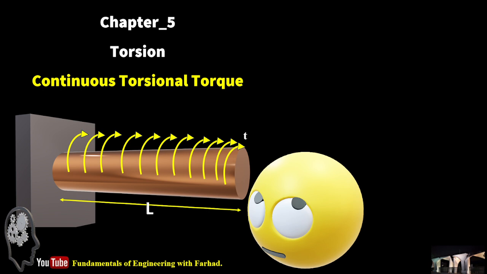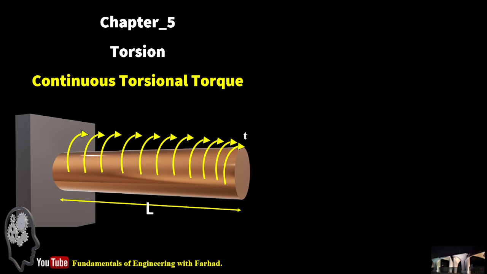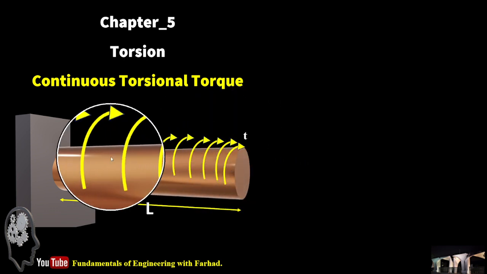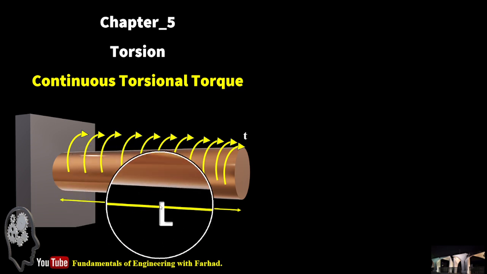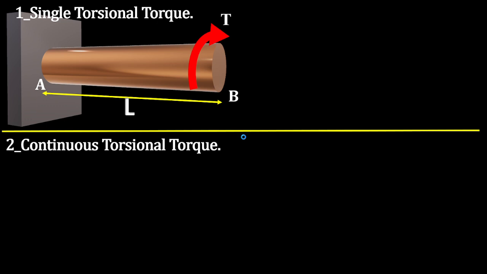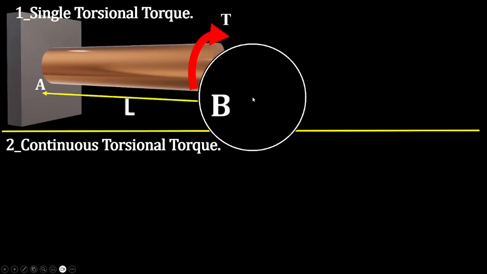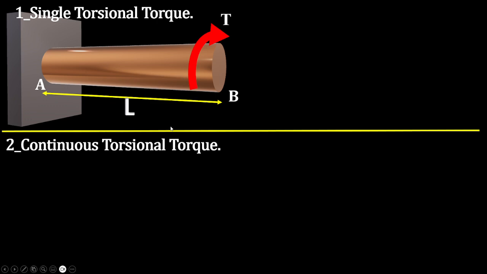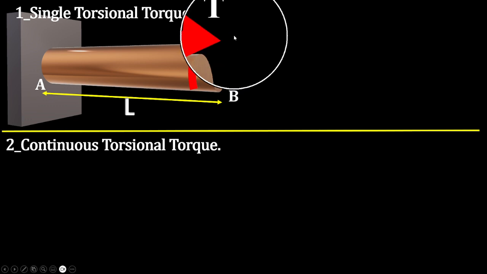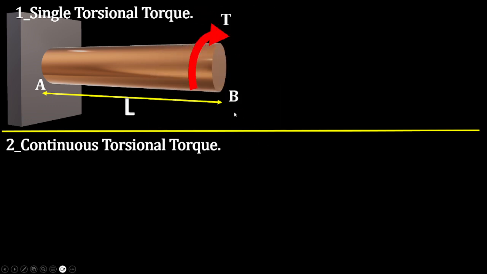We want to review torsion in continuous torsional torque. So we want to see the effect if we have a continuous torsional torque applied over the entire length of the beam. What would be the torsional torque effects on the free end of the beam? We already know about a circular cantilever shaft like AB attached to a fixed support at A and free at the other end, with a torsional torque T applied.